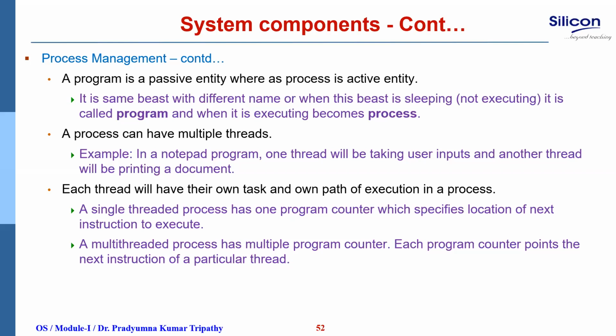So, for example, in a Notepad program, one thread will be taking user input, another thread will be printing the document. In MS Word, your process is MS Word, and the threads can be checking grammatical errors or spelling errors. So a process can have multiple threads, and each thread will have its own task and own path of execution in the process. See how beautifully that is designed.